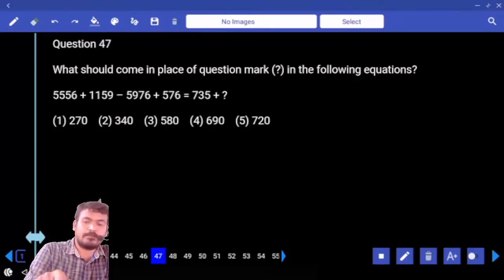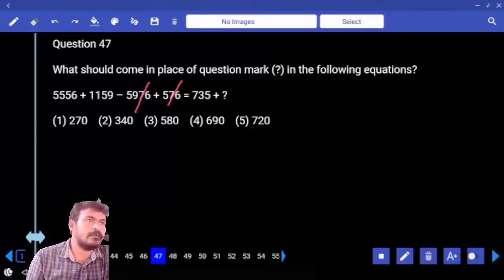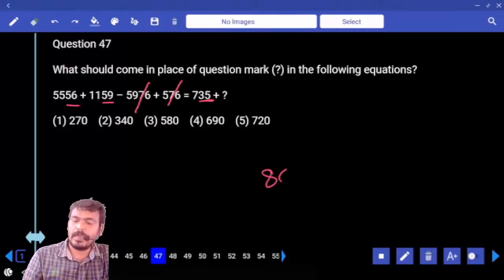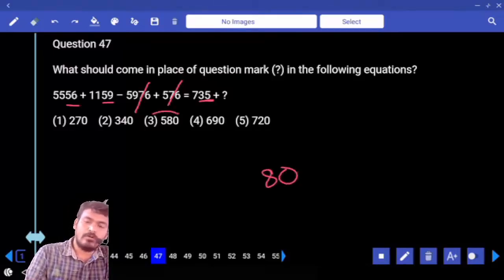First priority plus 76 and minus 76, both are cancelled. Next 56 plus 59, how much? 56 plus 59, 115. Out of 115 we are subtracting 35. What is the remaining value? 80, not? How many options are ending with 80? Only one option, not?